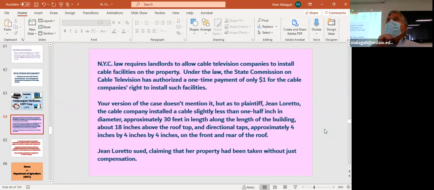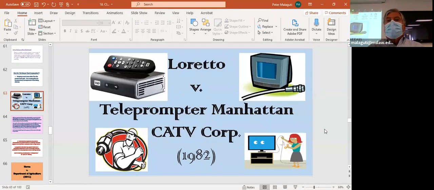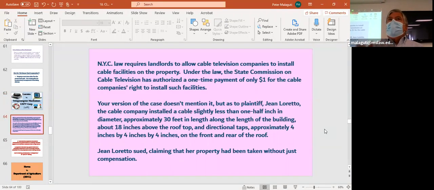So here, cable is coming into New York City, and what New York City wants is for everyone to have access to cable TV, whether they own the land or not. And so they pass a law that allows cable companies, cable providers, to install cable facilities on property, whether the owner wants it or not, essentially.